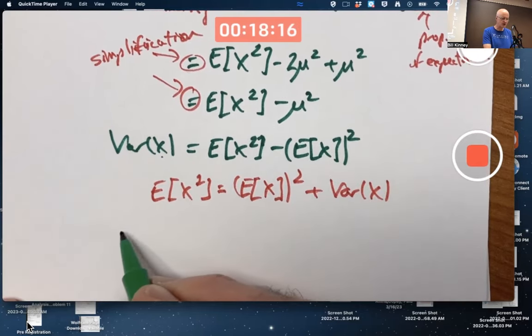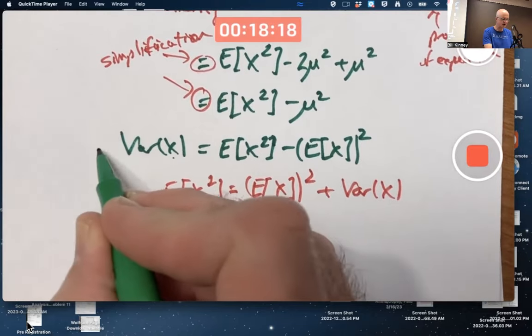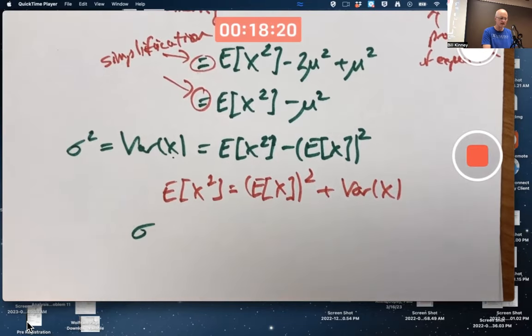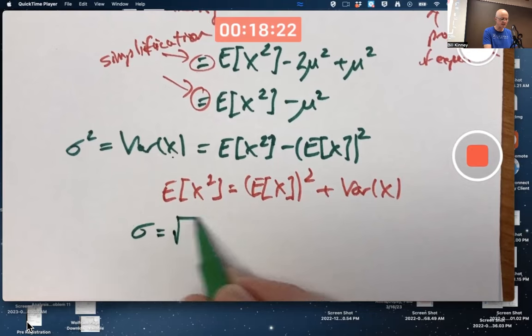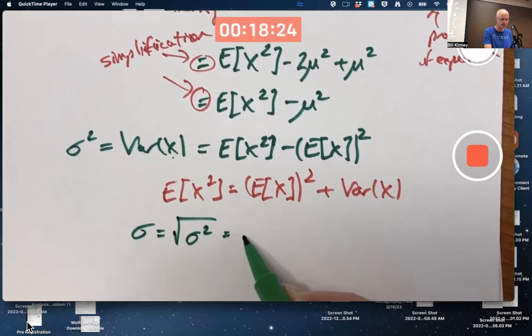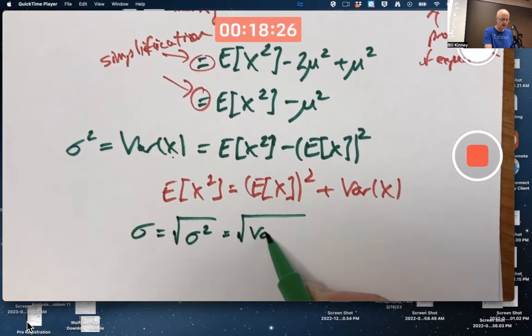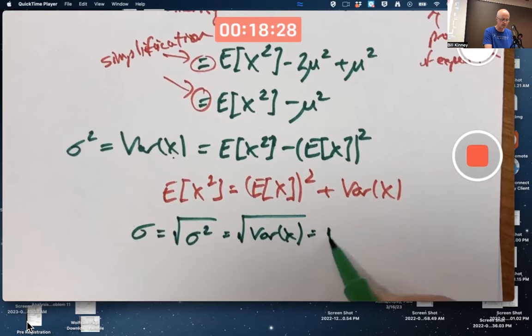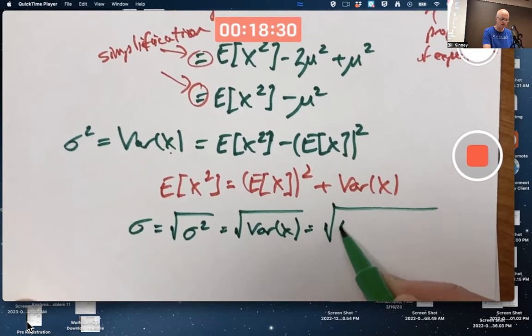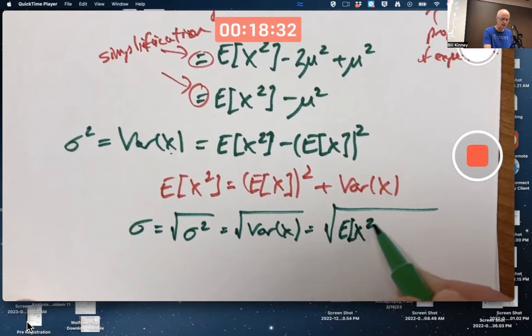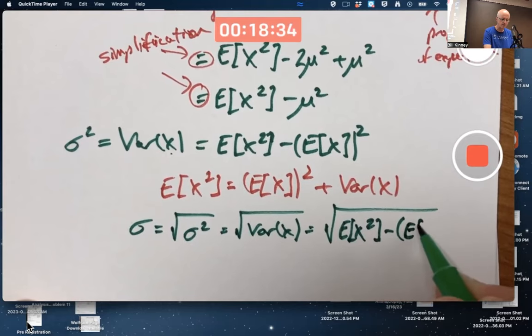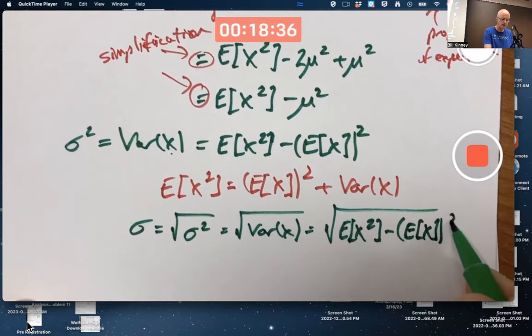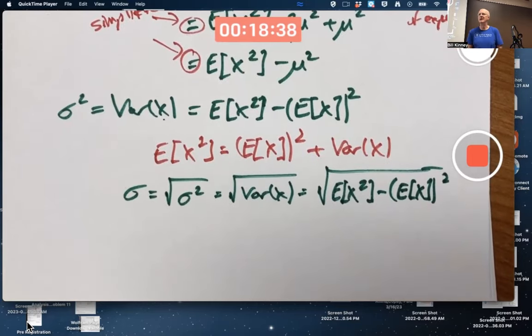The variance is also called sigma squared. Standard deviation, sigma, is the square root of sigma squared, the square root of the variance. In other words, the square root of the second moment minus the square of the first moment. That's the standard deviation. We also talked about the 2 standard deviation rule of thumb.